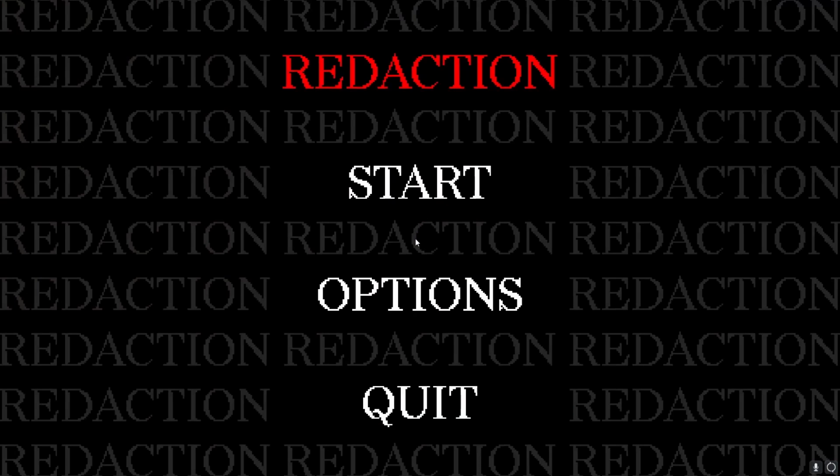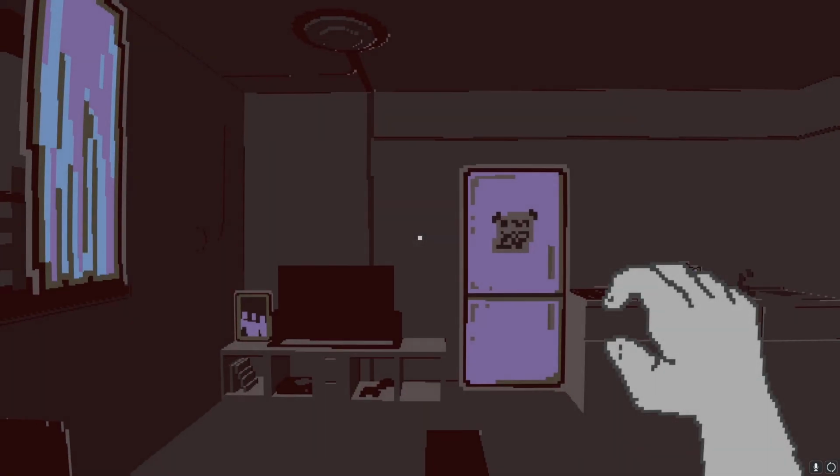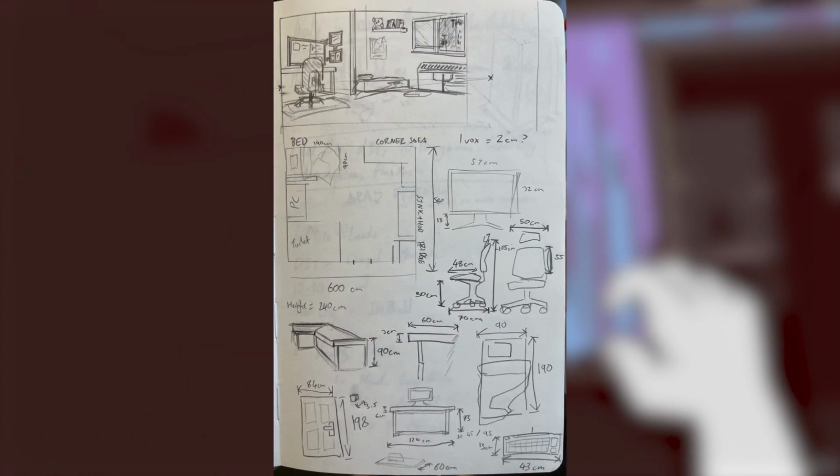The first level of Redaction is the player's bedroom, and it was made by me. I modeled it in MagicaVoxel and taught the rest of the team my approach to translating real-life scale to voxels, taking the real-life measurement of something in centimeters and halving it to get a voxel count.